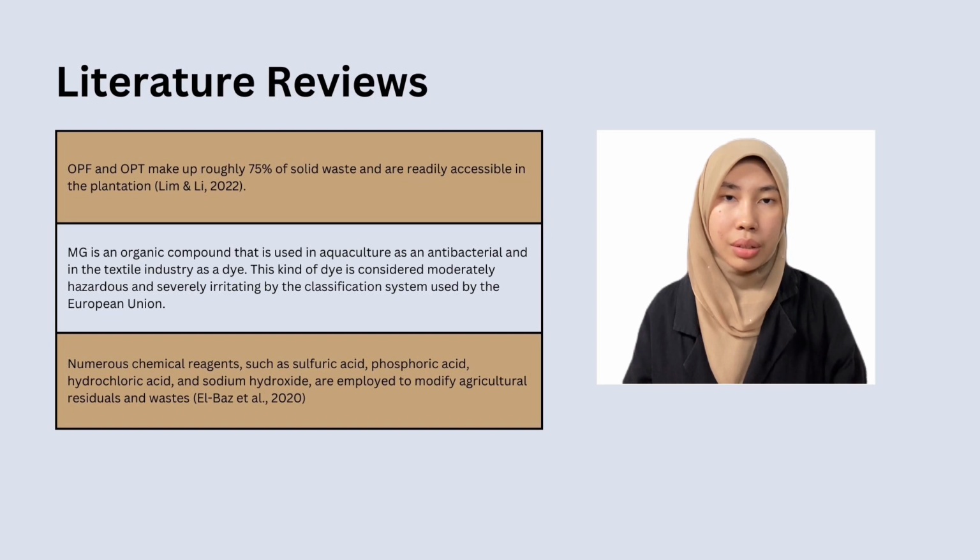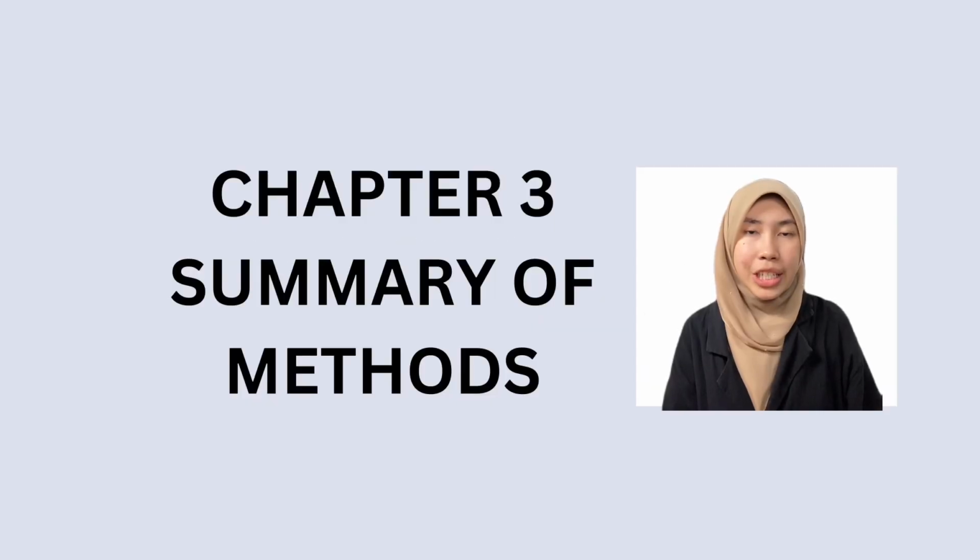According to Elbas et al. 2020, numerous chemical reagents such as sulfuric acid, phosphoric acid, hydrochloric acid, and sodium hydroxide are applied to modify agricultural residues and wastes. Utilizing phosphoric acid is a significant part of an effective approach for enhancing the porosity and surface characteristics of the material. Next is Chapter 3 for methodology.